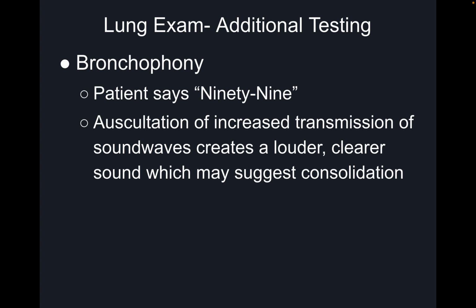Then we have bronchophony, and when you listen again to the patient saying 99, you hear a louder, more clear sound than on the contralateral side.